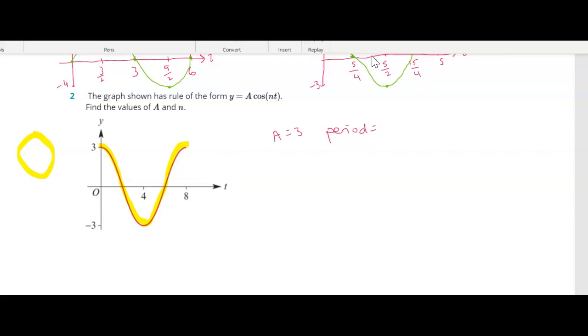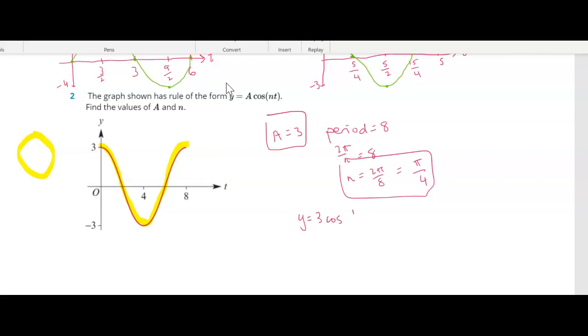So our period is 8. So that means 2 pi on n is equal to 8. So n is equal to 2 pi on 8, which is equal to 2 pi. No, it's not. It's equal to pi on 4. All right, so a is equal to 3 and n is equal to pi on 4. So your function is y equals 3 cos pi on 4t.